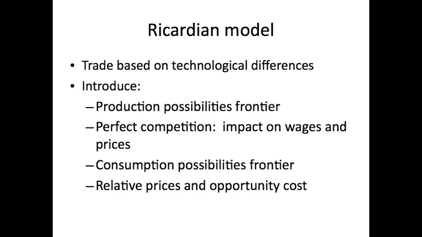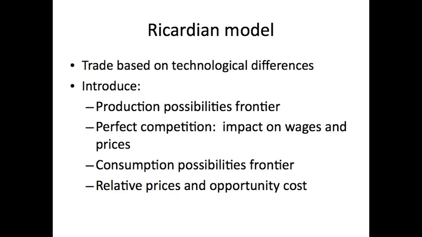The Ricardian model has a very simple framework. It's basically looking at trade based on differences in labor productivity, but those differences in labor productivity really come about because of differences in technology across countries.